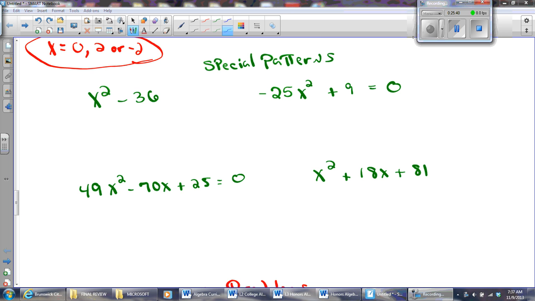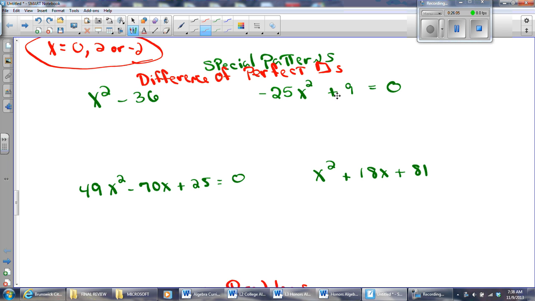Okay, we're going to talk about those special patterns. The first two are actually the difference of perfect squares. How do I know? I have a perfect square minus a perfect square. These are the difference of perfect squares. It happens when a perfect square is being subtracted from a perfect square.